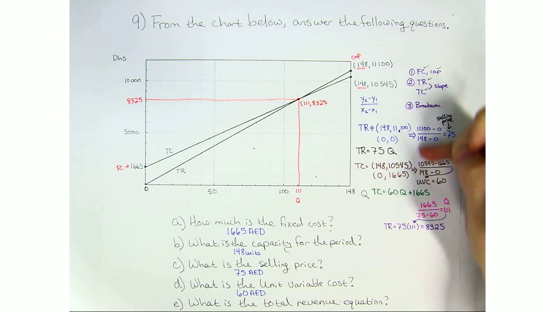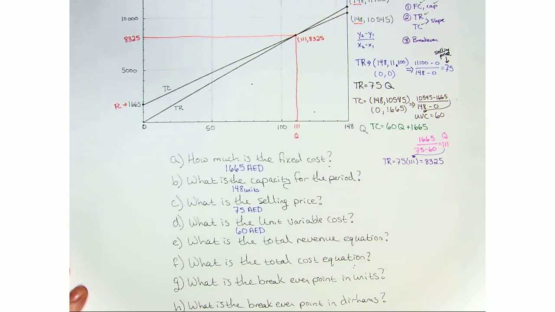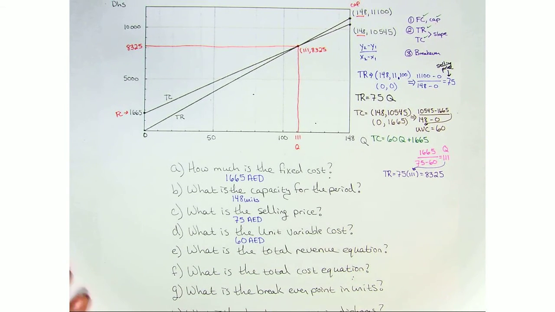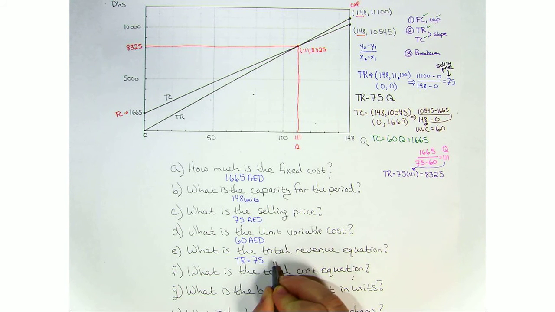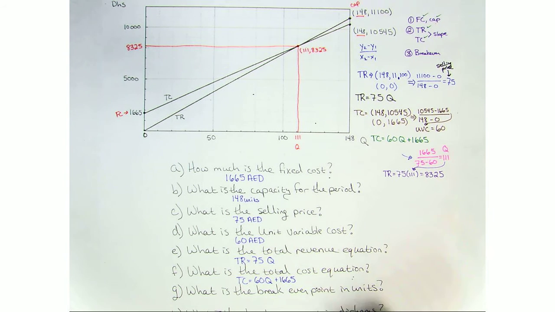So you see how by solving and doing the steps first, that'll give us everything that we need to solve the equation. Go ahead and move this up a bit, but I swear we can still see most of the questions. What is the total revenue equation? We'll figure that out. TR equals our selling price, 75, times our quantity, which is unknown. What is the total cost equation? Total cost is 60, the unit variable cost, times the quantity, plus the fixed cost, 1665. And then what is the break-even point in units? This is where we did our unit contribution margin, and we got 111 units.